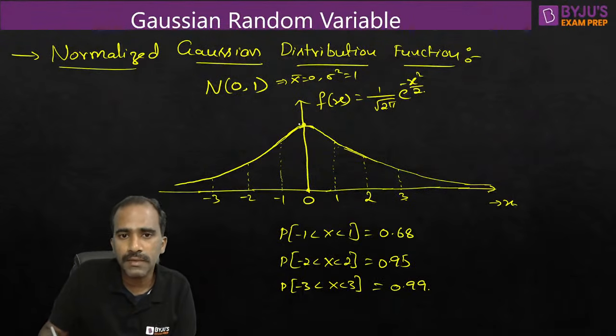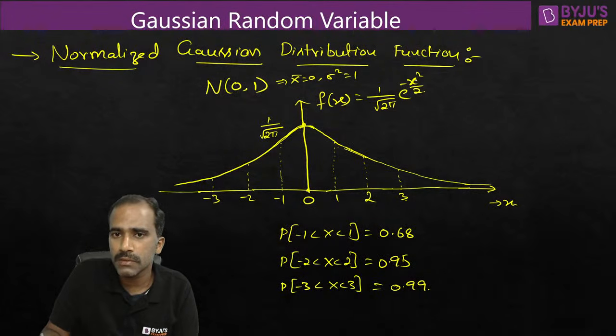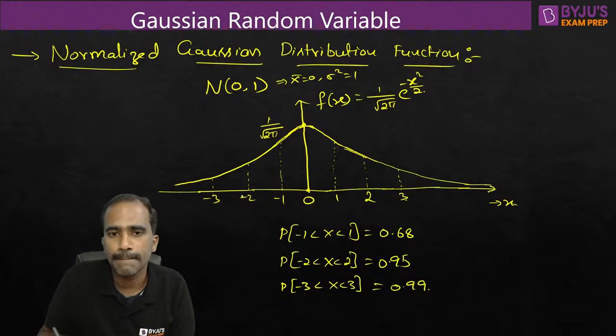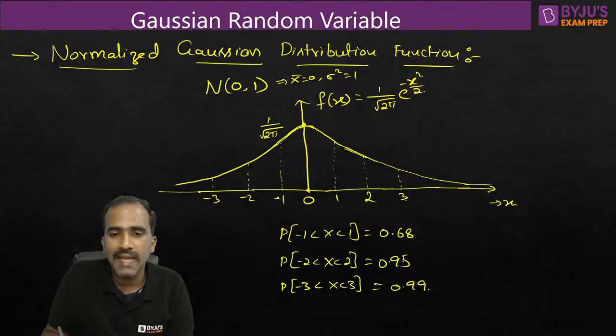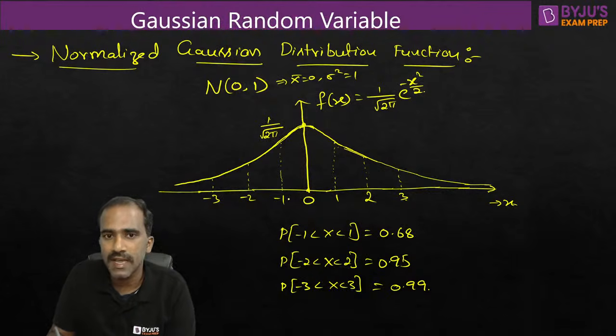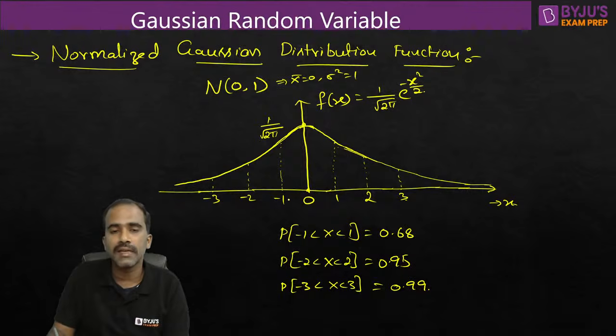Similarly, what is the height here? It is 1 by root 2 pi sigma square, but sigma square is 1. If you put x equal to 0, at x equal to 0, we are having peak value. If you put x equal to 0, we get 1 by root 2 pi. Since the area of the curve should be 1, as standard deviation increases, height decreases. Correct or not?